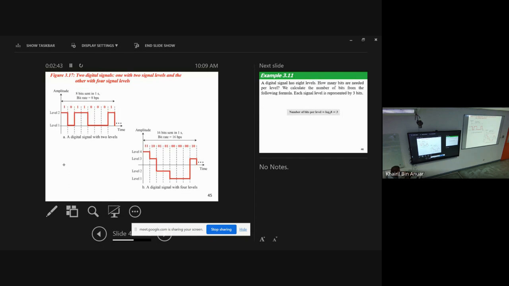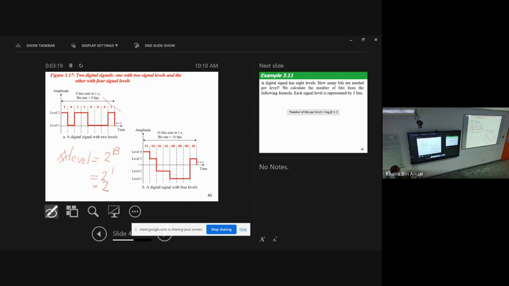Okay, so you can say that the number of levels will be equal to 2 to the power of your bit size, right? Okay. So here, if you have 1 bit, 2 to the power of 1, you have 2 levels.